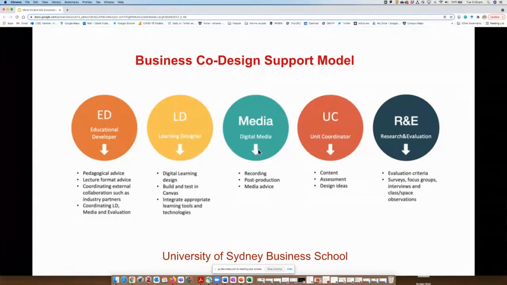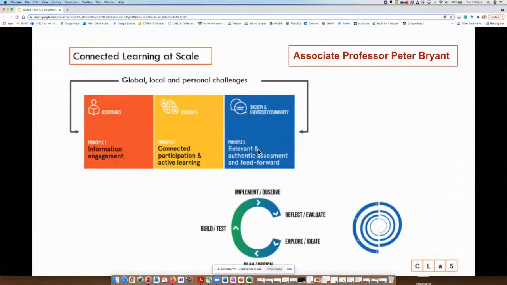So yes, we are a very big team, which can have its pros and its cons, and Brent and I were talking about that, and when we come to the end, we'll share some of the similarities and differences with you. So a little bit about connected learning at scale.